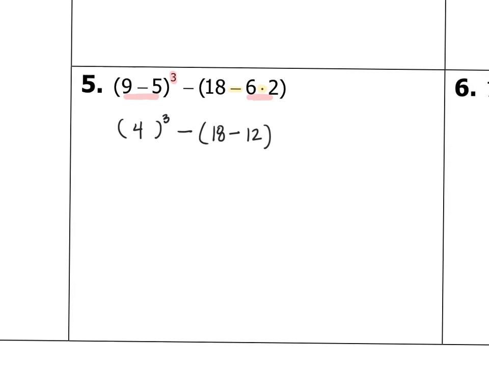Notice how I took my time to analyze what the operators were and follow my order of operations. Now we want to take care of this exponent of 4 times 4 times 4, which makes 64. That's going to subtract with the value in this parentheses, which is 18 minus 12, also known as 6. 64 take away 6 is 58.